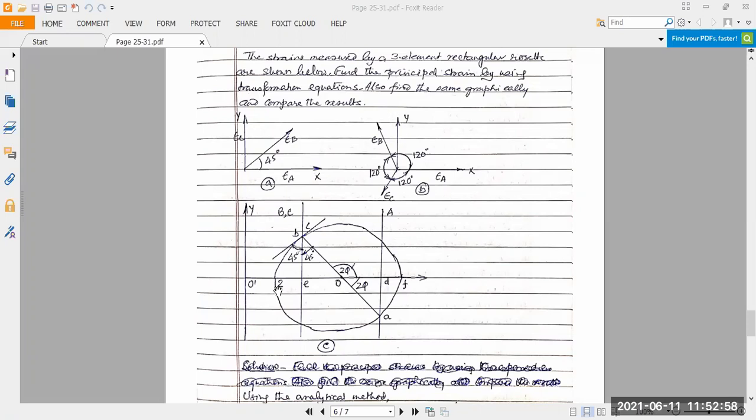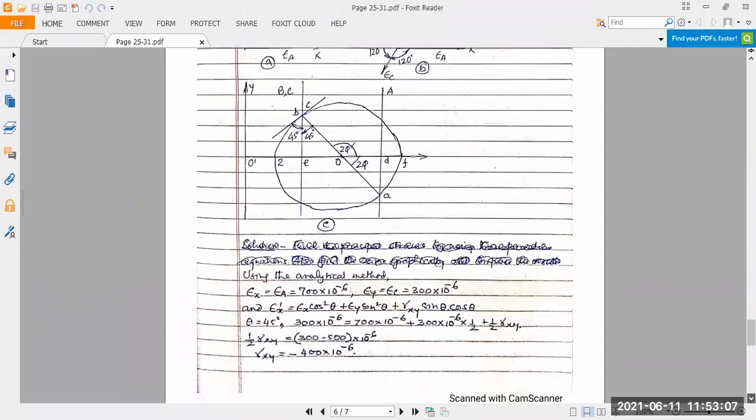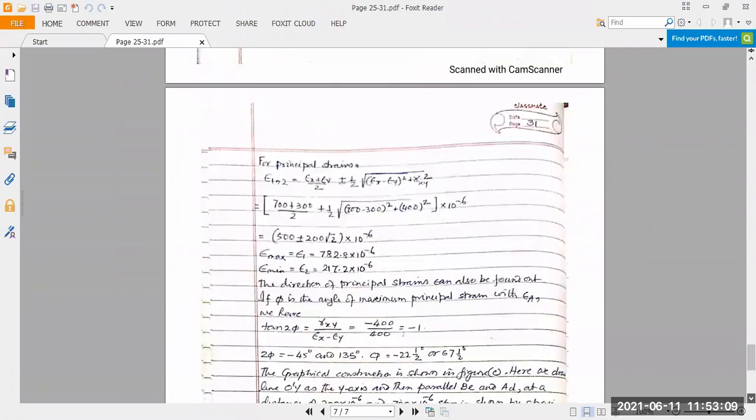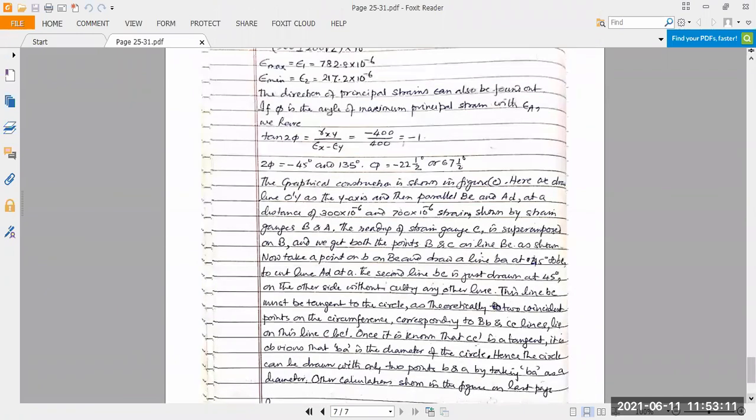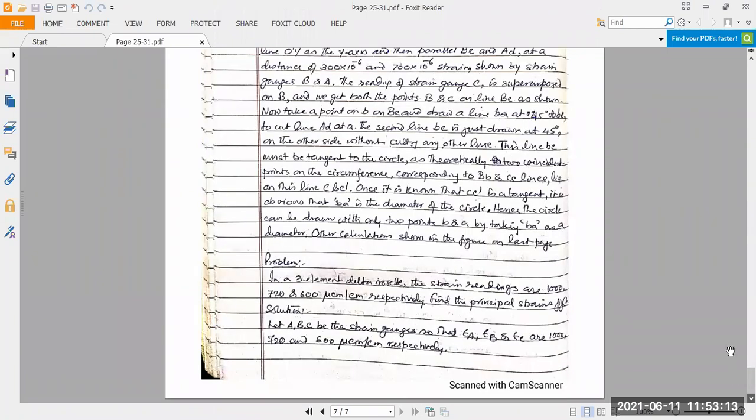The other calculation is as per our task calculation here. Now here we have a three-element delta rosette. The strain readings are 1000, 720 and 600 microcentimeter per centimeter respectively. Find the principal strains.